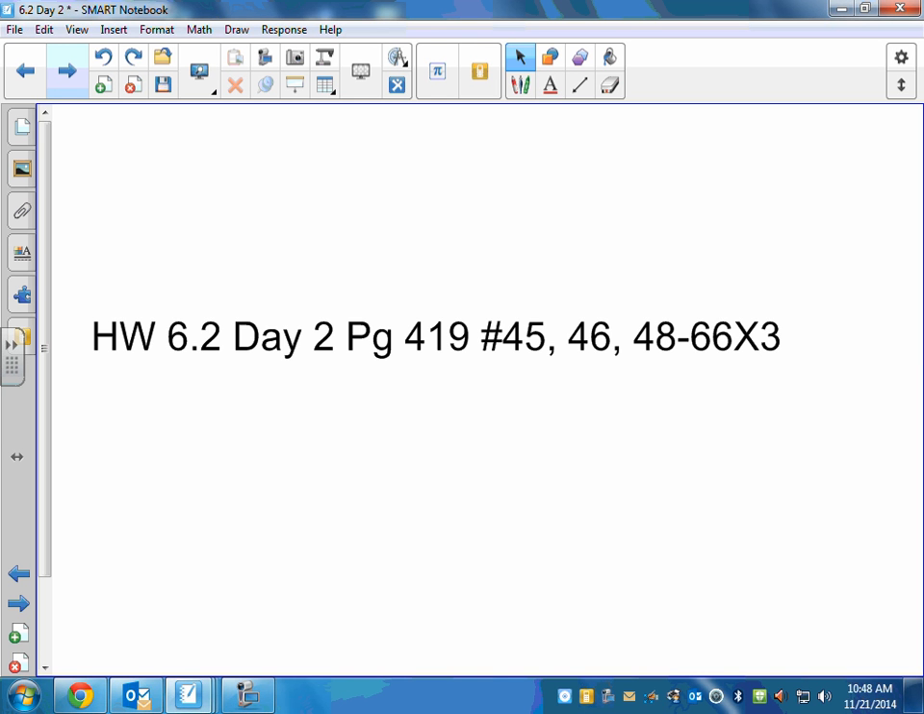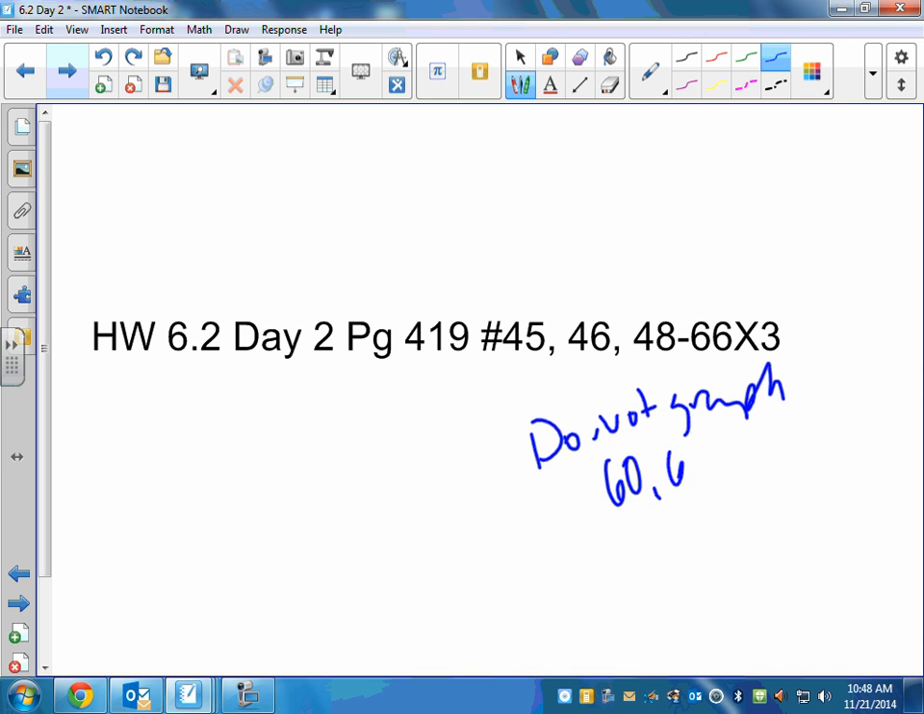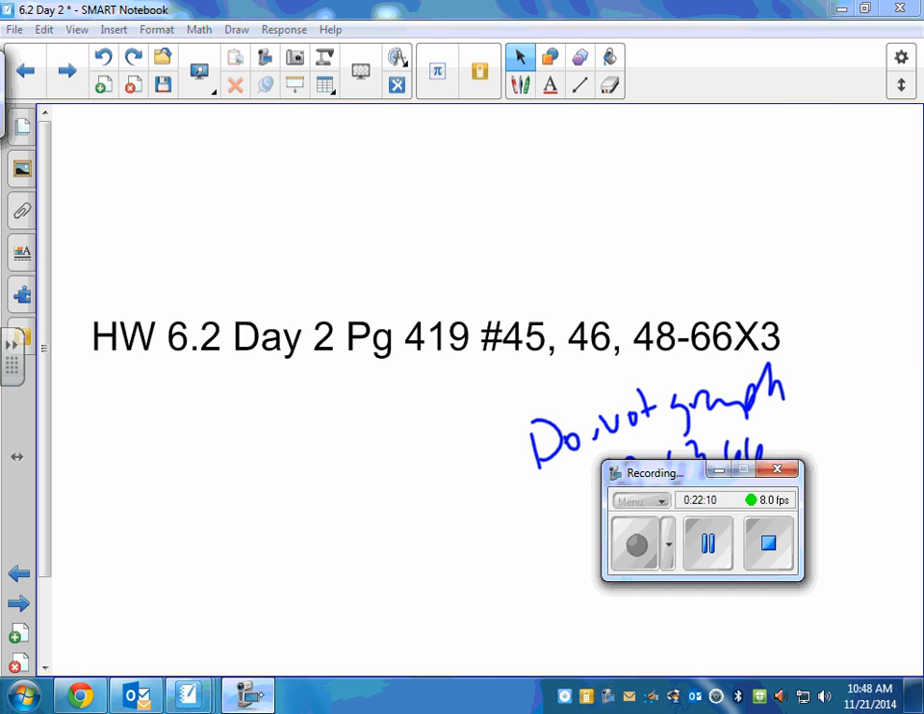63 and 66, a little bad. And we'll even say you don't have to graph. Do not graph 60, 63, or 66. 51, 54, 57. So that's only 3 you have to graph, okay? If you want graph paper, I can give it to you.